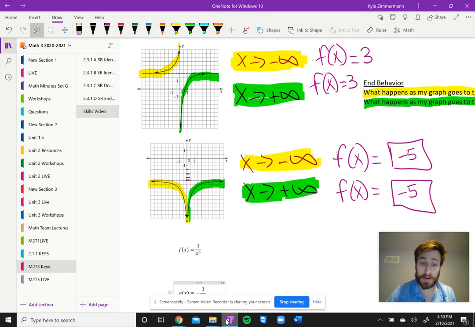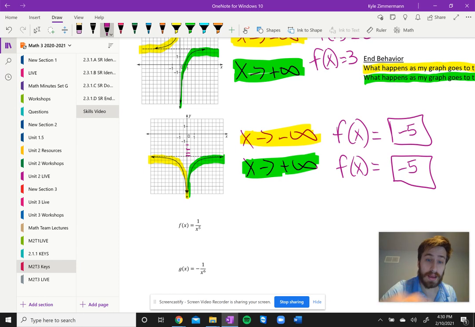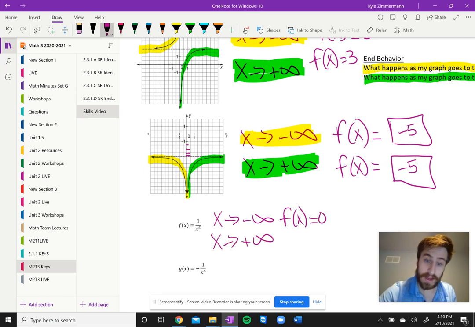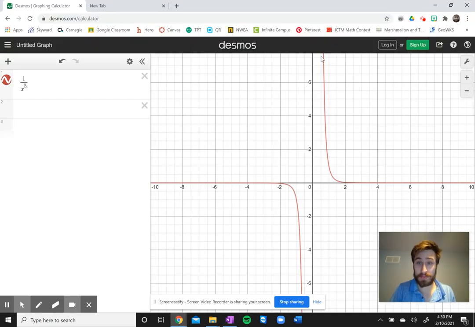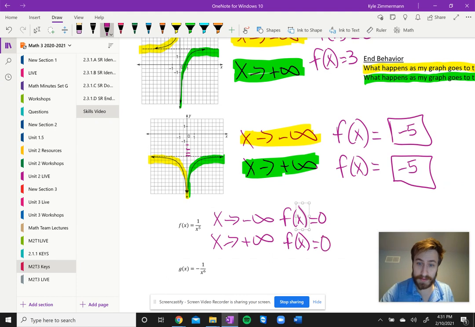So I'm going to go ahead and record this discovery. What happens as my graph goes to the left? It's equal to 0. What happens as my graph goes to the right? Notice how I'm writing out the f of x part before I even know the answer. I go back, I trace it. So going from 0, it's going to be increasingly positive, and you can see as the x values increase, the y values continue to decrease, getting so close to 0. So the end behavior is 0.